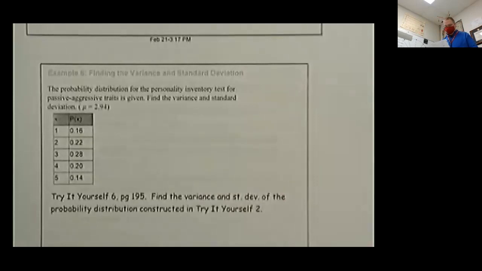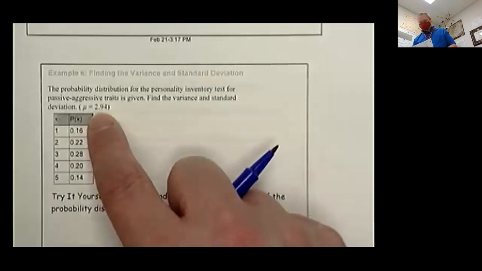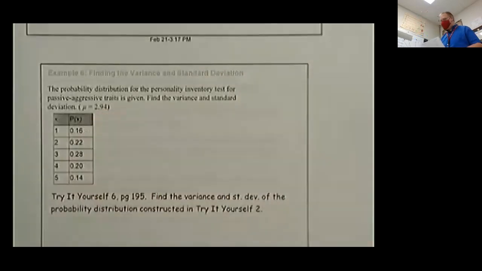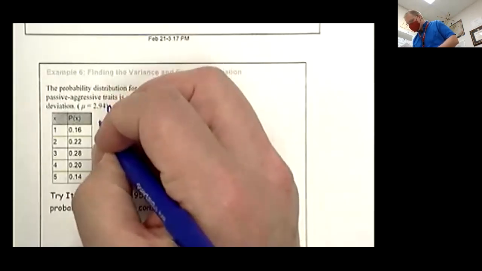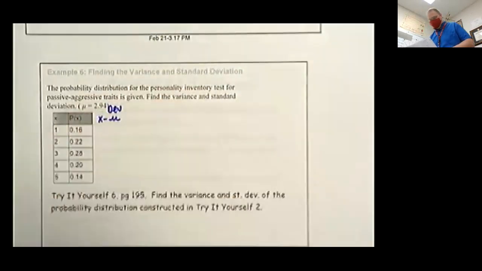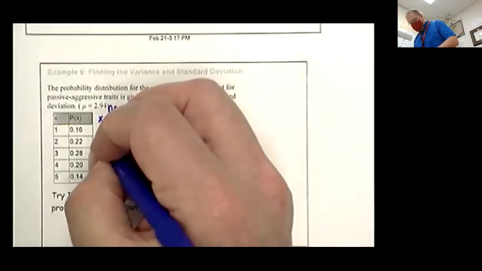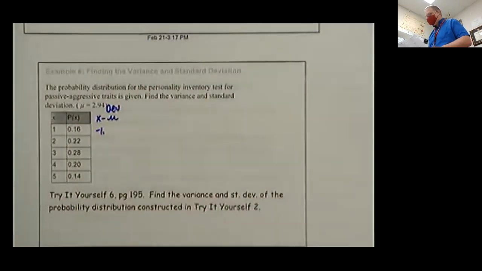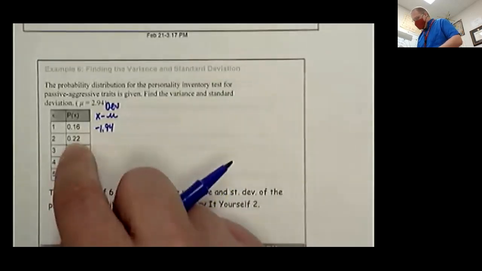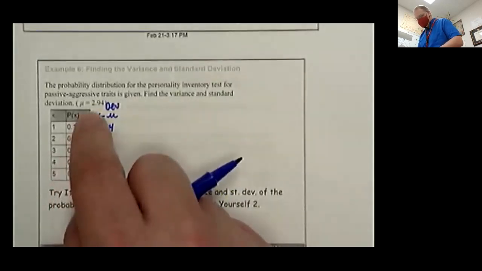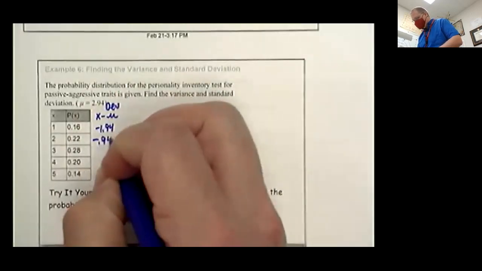So we already knew the mu. We did that in the previous problem. Again, we're back to our personality traits. Our average we know is 2.94. So the first thing we're going to find is our deviations. To find our deviations, we're going to do x minus mu. Mu is 2.94. We're going to just do the subtraction, so x has to go first.